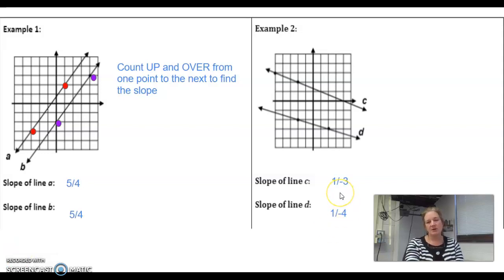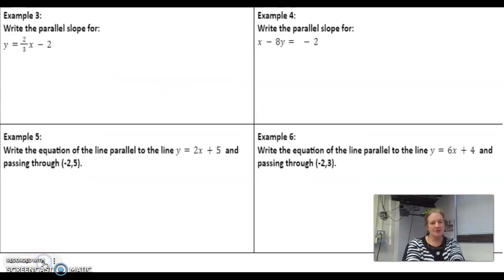No, they're not, because I went up 1 and left 4, so that's 1 over -4. Those are not parallel lines. Eventually, even though it doesn't look like it on this picture, they're going to cross, so they're not parallel. You can tell a little bit, maybe. Okay, so that's easy, right? You just count on the graph.